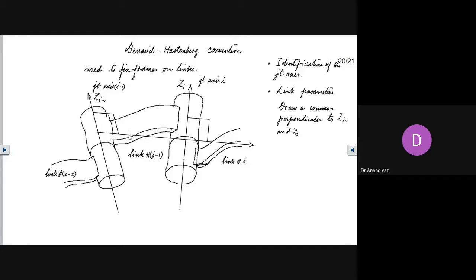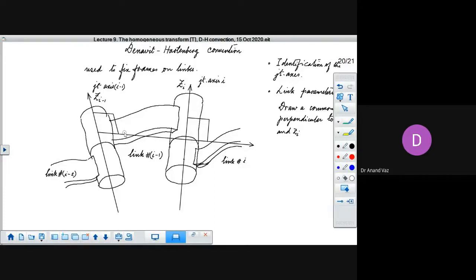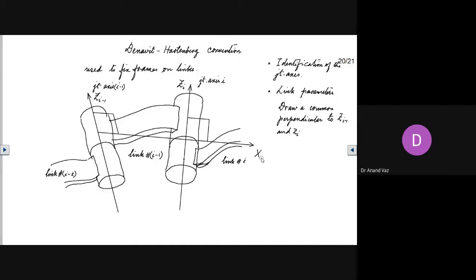Now, this axis which contains this common perpendicular, we'll write it as X i minus 1. Okay. And because Z i minus 1 and X i minus 1 have been identified, this becomes the origin of the frame i minus 1. Naturally, you can easily determine the direction of Y i minus 1. But because we don't want the figure to be cluttered, we are just leaving it as it is.